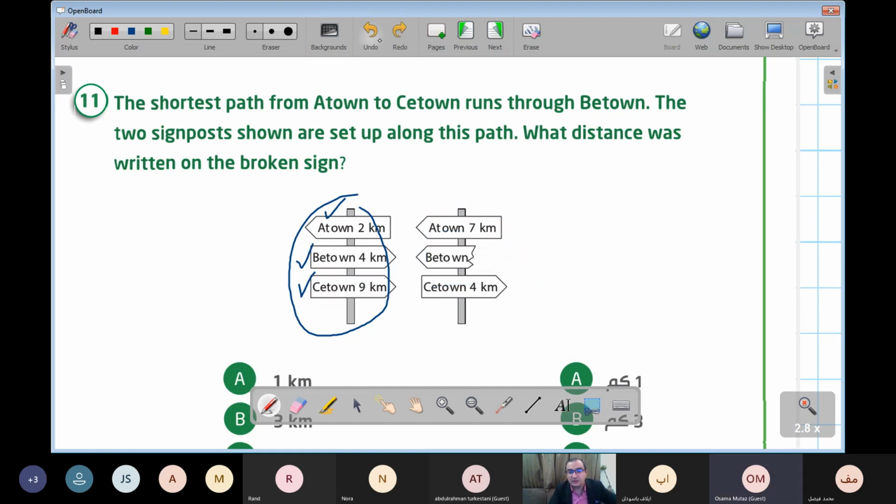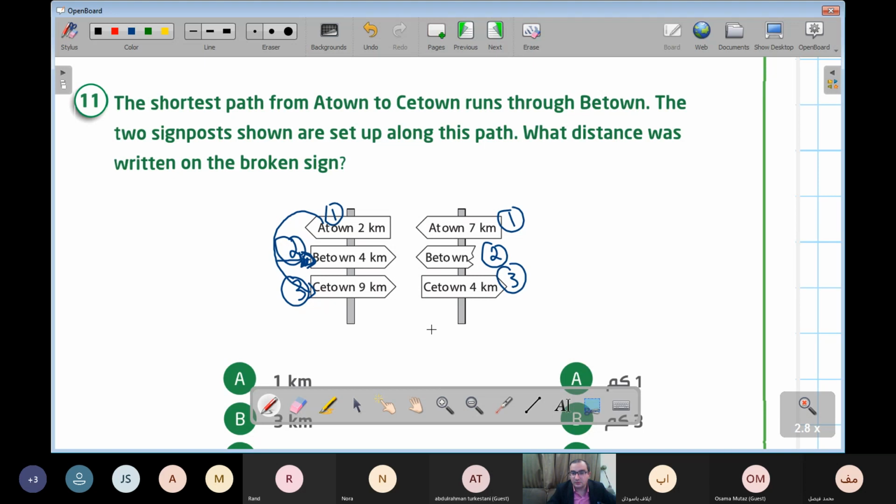Okay, let's repeat our given. The shortest path from A town to C town runs through what? B town. It means the short one must be from A town to C town, and must run through B town. We have 2 signposts. In each one of them we have signs: first one, second one, third one, and the other also has 3 signs. We want to know what must be written on the broken sign.